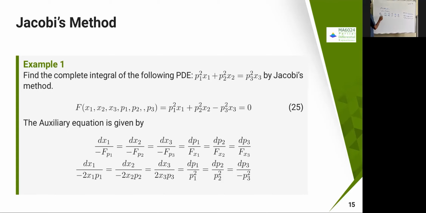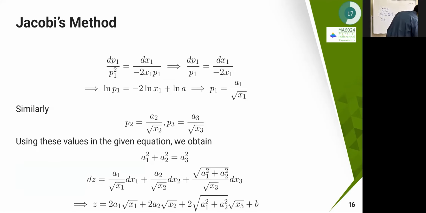I take these two equations. If I take these two equations, then p1 gets cancelled. So I am going to get dx1 by minus 2x1 equal to dp1 by p1. So I can just integrate that. This is going to become ln p1 equal to minus half into ln x1, plus some constant is going to come. So that constant I am going to write plus, am I correct? p1 square, p1 square.